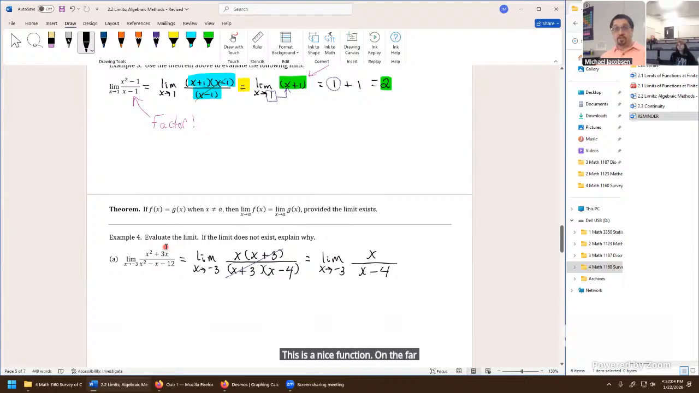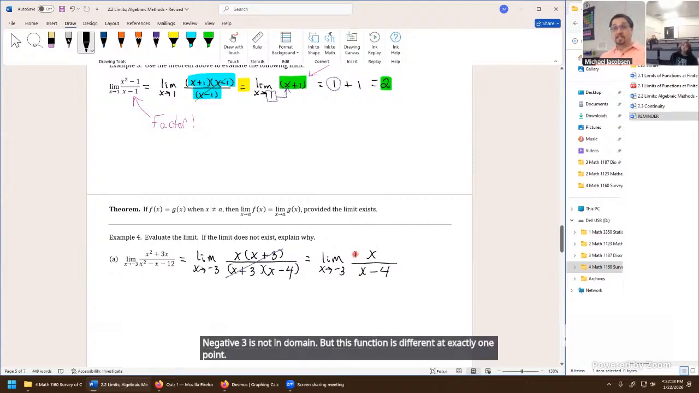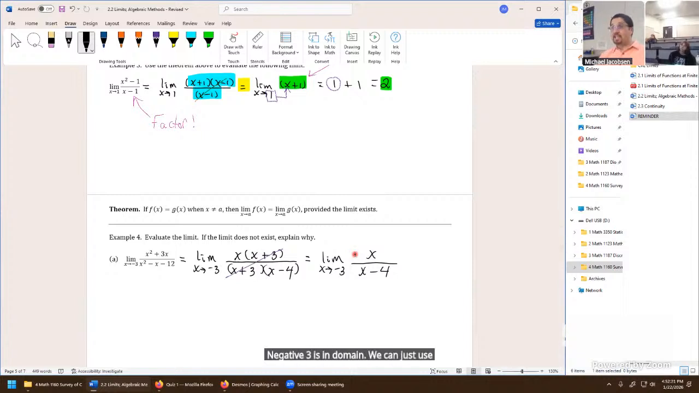On the far left, it was a rational function, and so is this one. We couldn't use direct substitution on the left-hand side because -3 is not in the domain. But this function is different at exactly one point. -3 is in the domain. We can just use direct substitution right at this step. So here, use direct substitution. I'll just say sub for substitution. That means the value of x, let me use yellow for this, heading towards -3, we'll just substitute a -3 in those two spots highlighted.